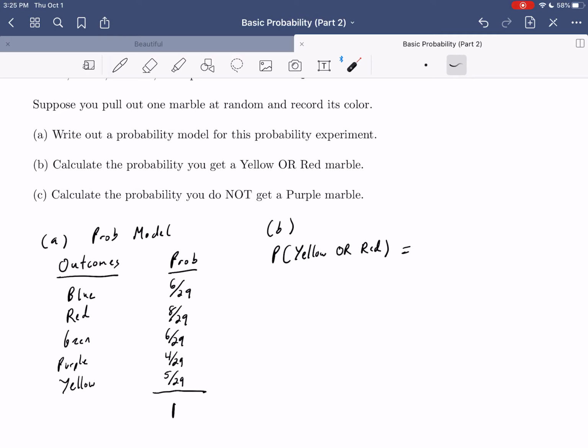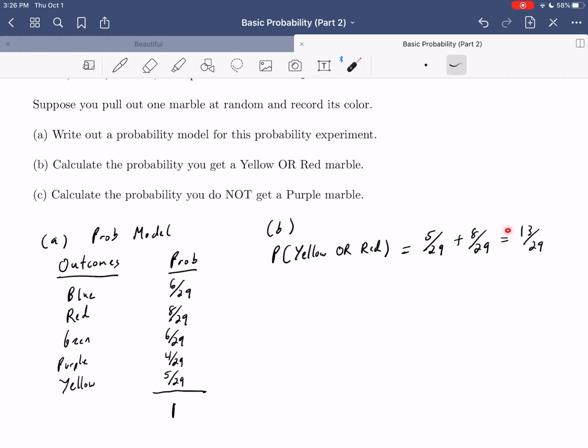So we can simply add together the probability that it was yellow, which is 5 out of 29, with the probability that it's red, which is 8 out of 29. So we can do that. That would be 5 out of 29 plus 8 out of 29. Notice that since we are adding fractions with the same denominator, we can just add the numerators together, and we get 13 out of 29.